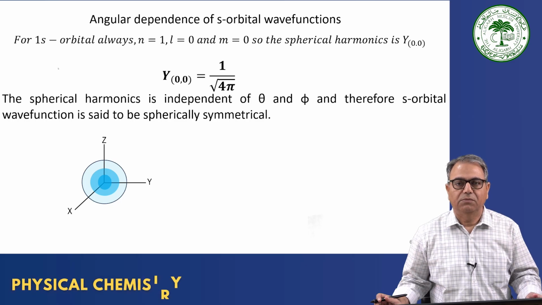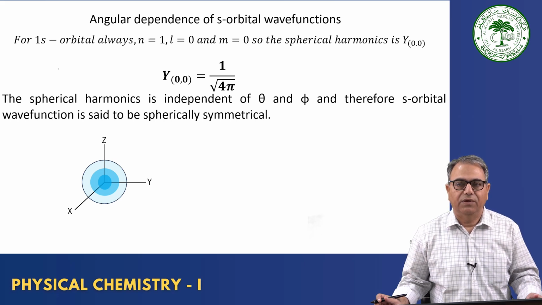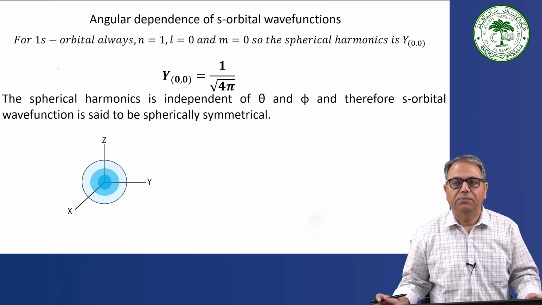In the previous module, I talked about the radial wave function part of the hydrogen atom, and we also started with the angular dependence of the wave functions of the hydrogen atom. Where I left you was the angular dependence of the s orbital wave function. I said that for any s orbital, whether it is 1s, 2s, 3s, 4s, the angular part of the wave function does not include theta and phi functions.